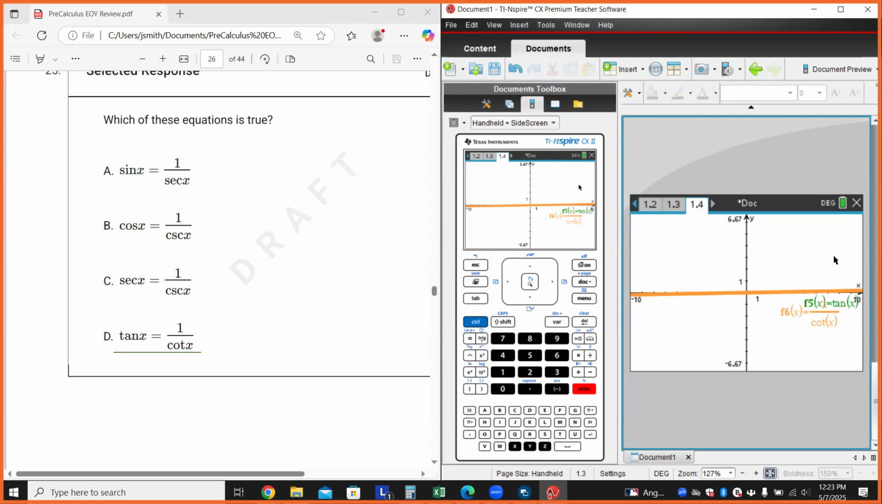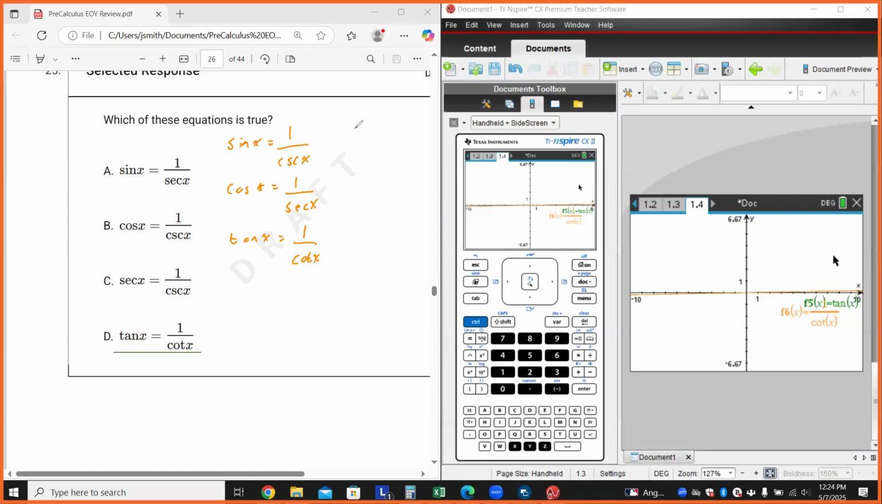Well, it's called inverse identities. So sine X is equal to 1 over cosecant X. Cosine X is equal to 1 over secant X. Tan X is equal to 1 over cotan X, and vice versa. Cosecant X would be equal to 1 over sine X, and secant X would be 1 over cosine X, and then cotangent X is equal to 1 over tan X.